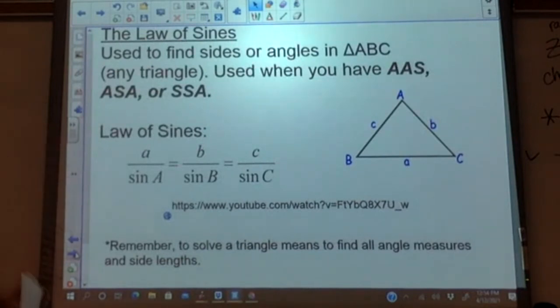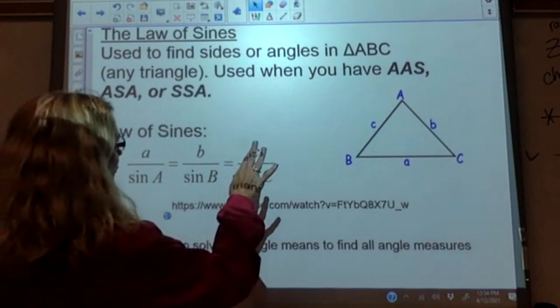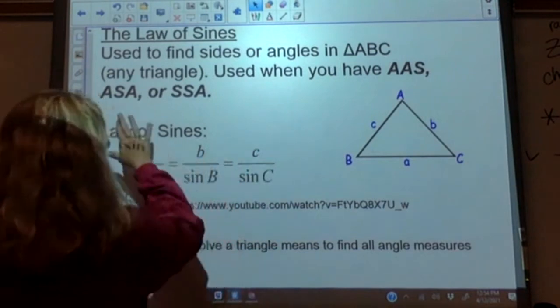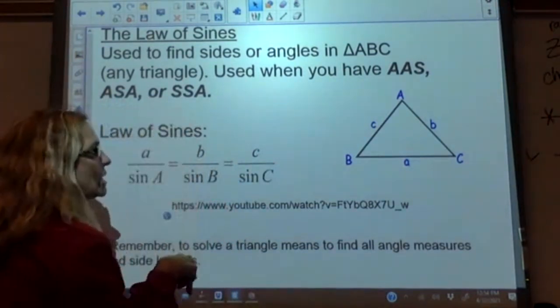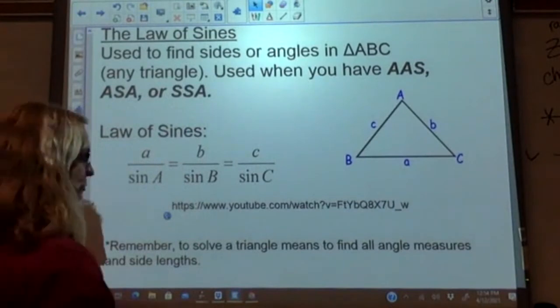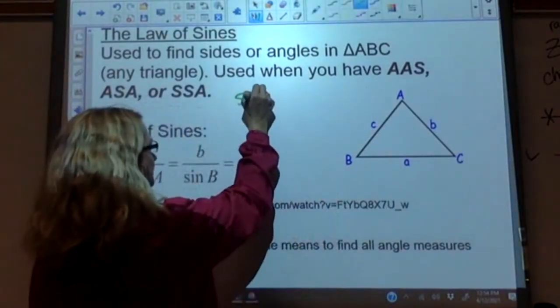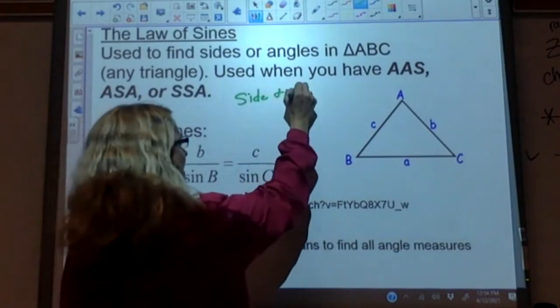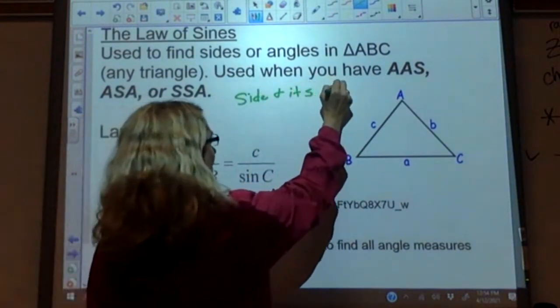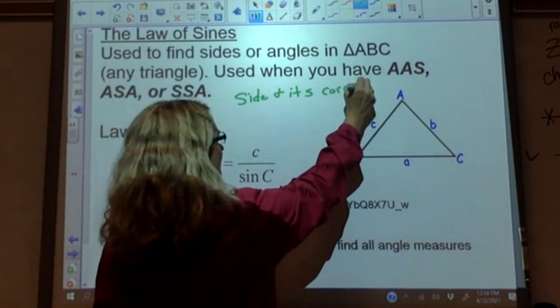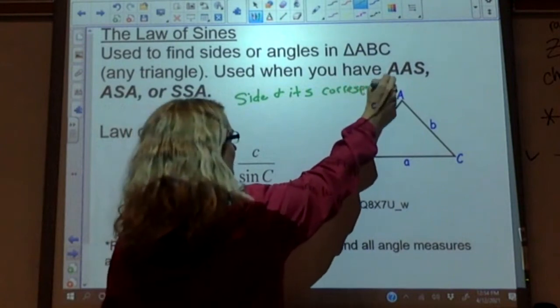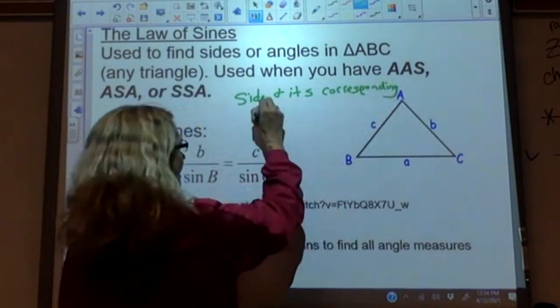The law of sines is used to find sides or angles in a triangle, and it can be any triangle. It doesn't have to be right. Use it when you have angle, angle, side, or side, side, angle. Basically, when you use the law of sines, you need to have a side and its corresponding angle.